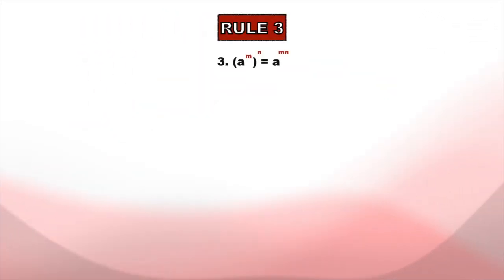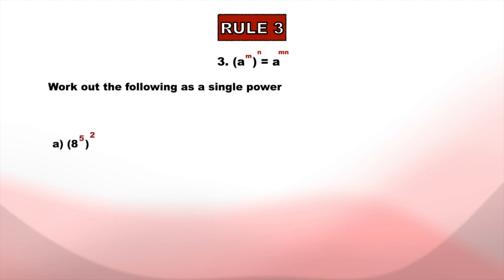Rule 3, a to the power of m, to the power of n, equals a to the power of mn. So we just multiply the exponents. So part A, 8 to the power of 5, to the power of 2, we just multiply the exponents. 5 times 2 gives us 10, which gives us 8 to the power of 10. Part B, x to the power of 4, to the power of 3, we just multiply the exponents. 4 times 3 gives us 12, so x to the power of 12.